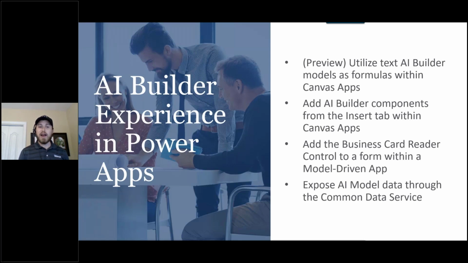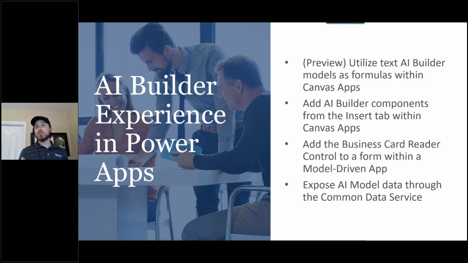If you're looking at using AI within Power Apps, then there's actually a couple different ways that you can do that. One that's in preview, I think it's still in preview, is being able to actually use AI Builder models within your formulas within a Canvas app. So if you're building a Canvas app within Power Apps, you can actually type a formula out to say, use this particular model that I may have.